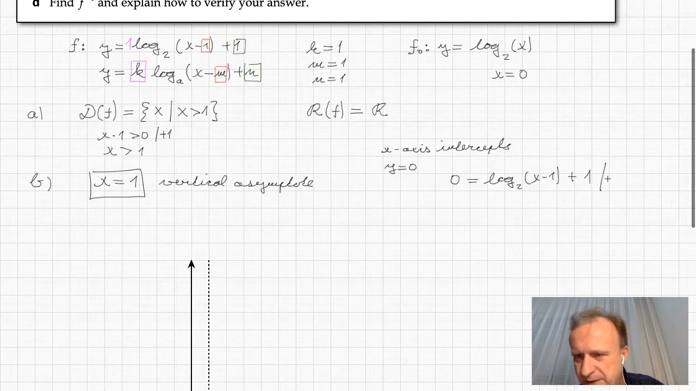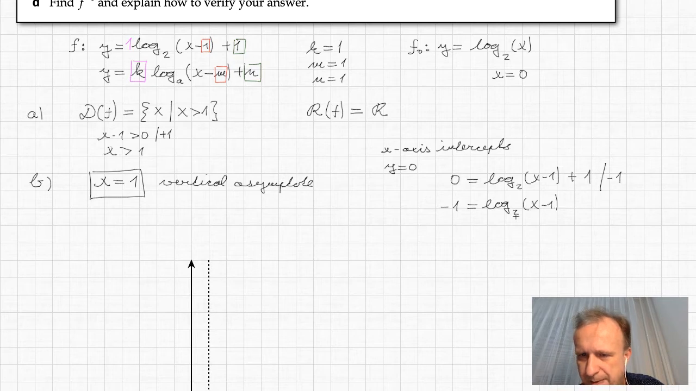So I subtract 1, so I get minus 1 equals logarithm in base 2 of (x minus 1), and now I can express the minus 1 as the logarithm in base 2 of 2 to the minus first power, equals the logarithm in base 2 of (x minus 1).